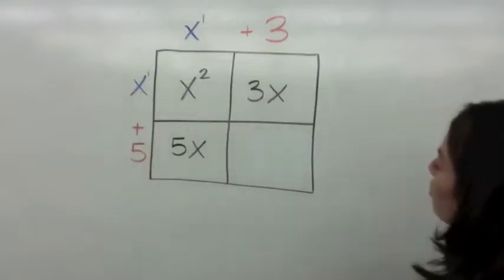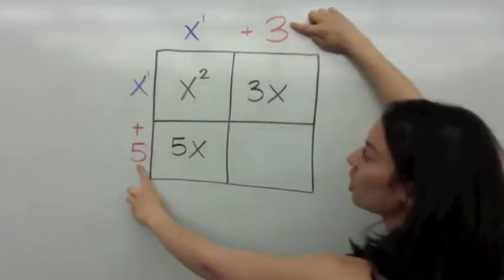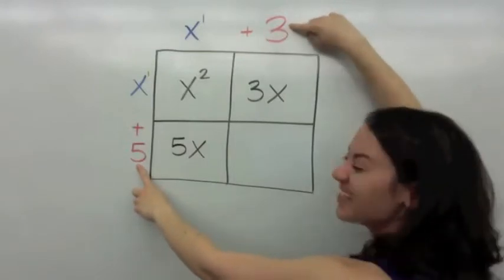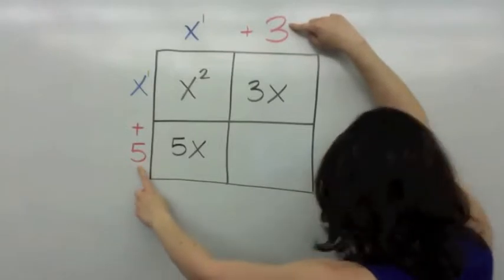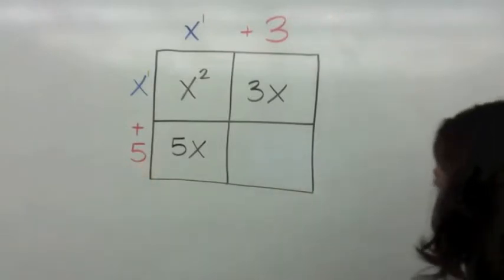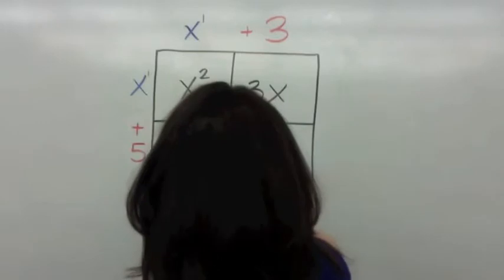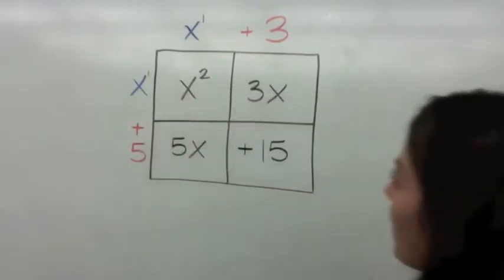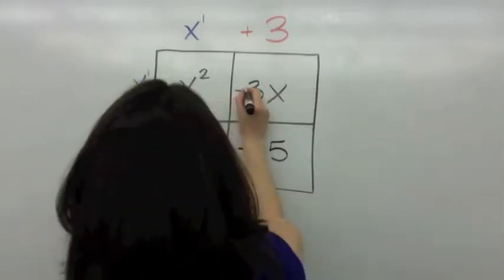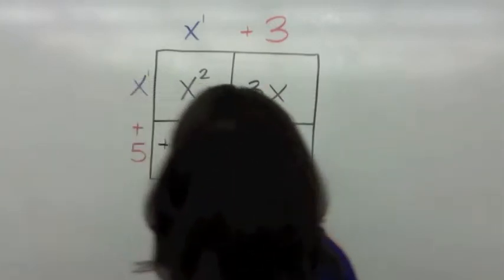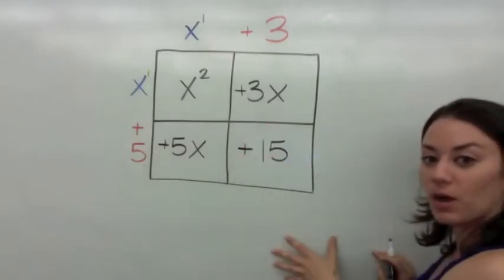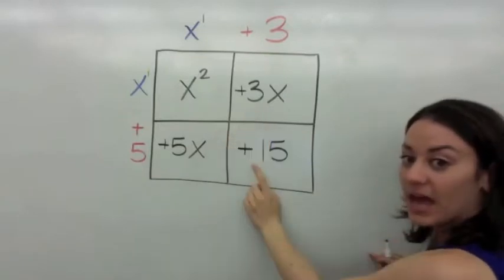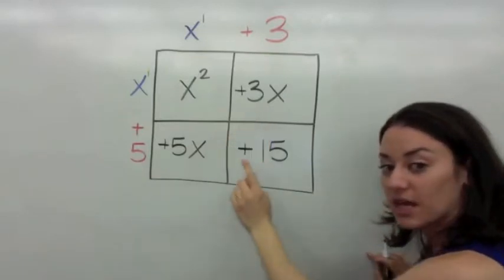And with the last square on the right-hand side, you take a look at the coefficients, which is a positive 3 multiplied by a positive 5. What is positive 3 times 5, my friends? Positive 15. Everything is positive. Now take a look at what we have in our square. We have the quadratic term, 2 linear terms, and the constant.